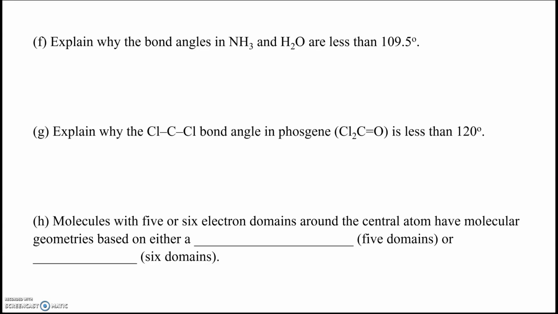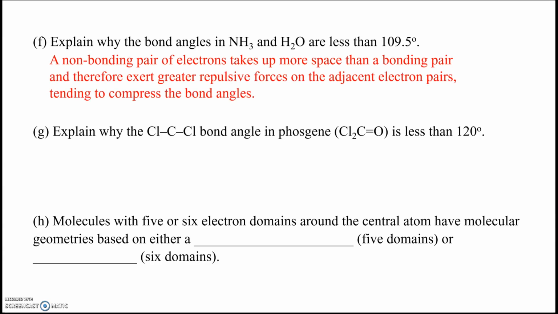We want to explain why the bond angles in ammonia and water are less than 109.5. And the answer is that this non-bonding pair of electrons takes up more space than a bonding pair. And they exert a greater repulsive force because there's just a lot of negative charges, and like charges repel each other. And this tends to push the other bonding pairs down and makes their angle less than 109.5. It's not a lot, just a couple of degrees, but it does change it.